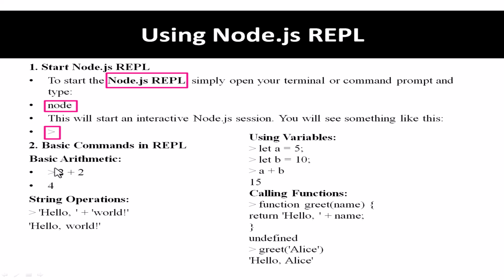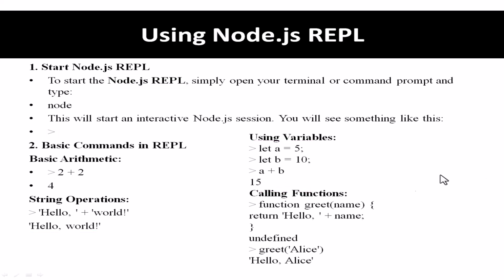For example, 2 plus 2, which is going to result in 4, and hello is a string, and world is another string, where you are using concatenation, and you can perform the string operation. Otherwise, you can declare variables, let a equal to 5 and let b equal to 10, and the result will be shown as 15.